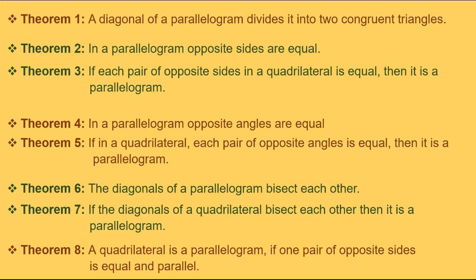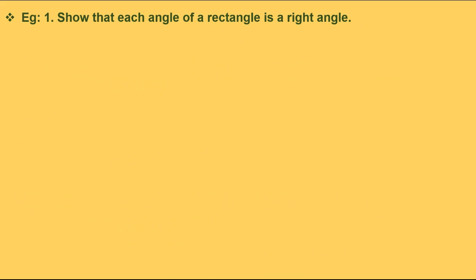So let's solve some example problems using these theorems. Example 1. Show that each angle of a rectangle is a right angle. We know that a quadrilateral in which both the pairs of opposite sides are parallel and an angle is 90 degree is a rectangle. So let's consider a rectangle with one of the angles equal to 90 degree and show that each angle of a rectangle is a right angle.